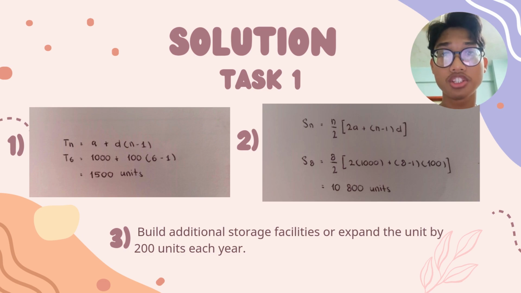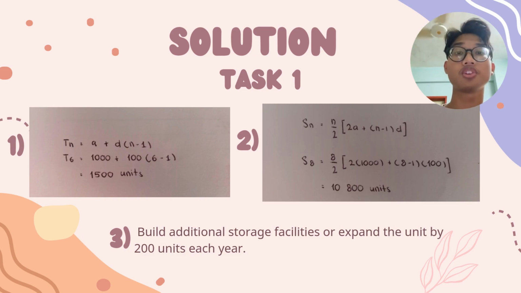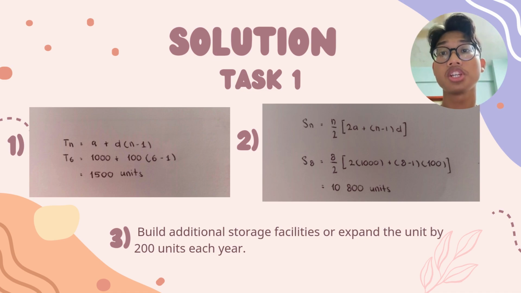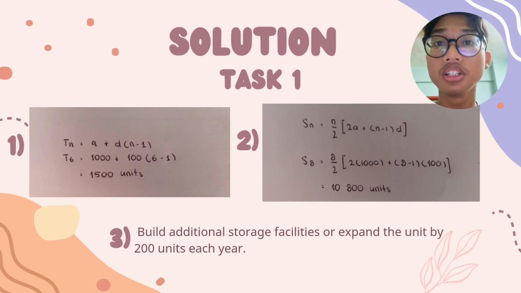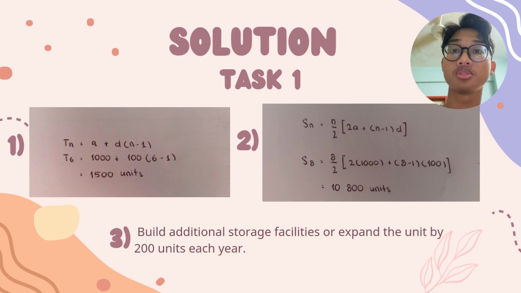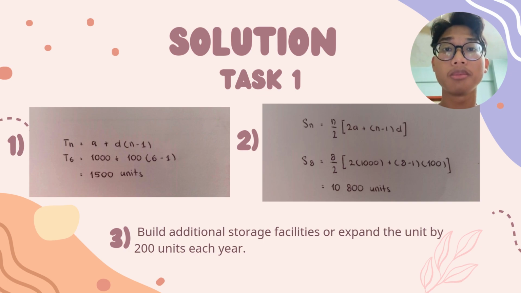Now for the solution to task number 1, question 1. Using the arithmetic progression, the nth term of the sequence equals the first term plus the common difference multiplied by the number of terms minus 1 in the bracket. So from the question earlier, the number of terms is 6. So T6 equals 1000 plus 100 multiplied by 6 minus 1, equals 1500 units.